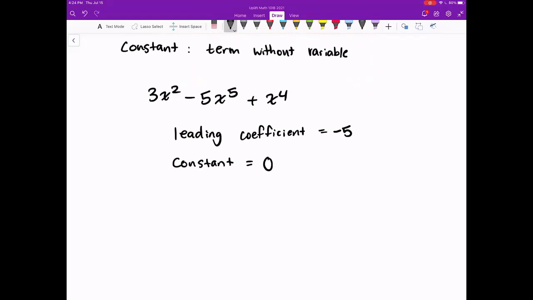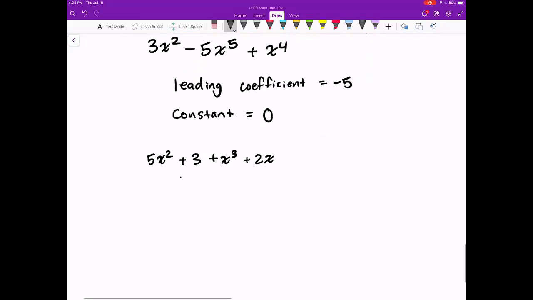Should we give another example? Why not. So we can have a polynomial 5x squared plus 3 plus x cubed plus 2x. And please type in the leading coefficient and constant.